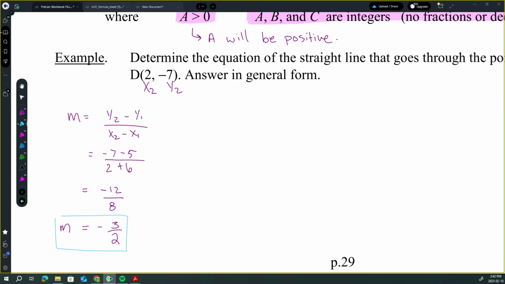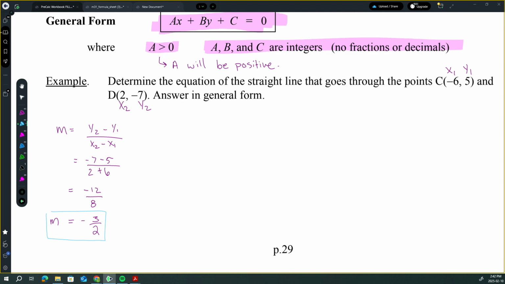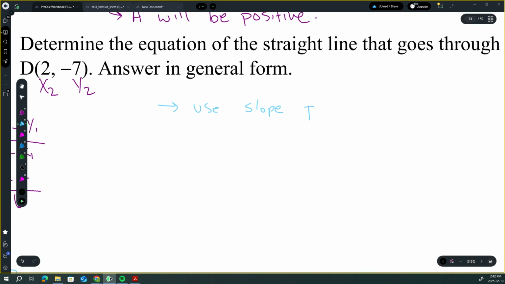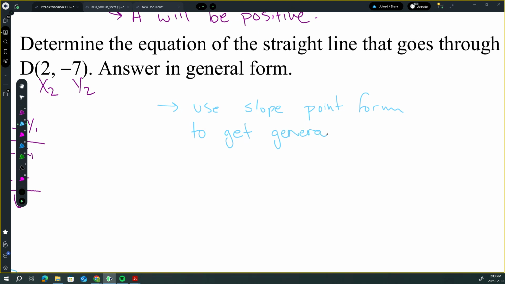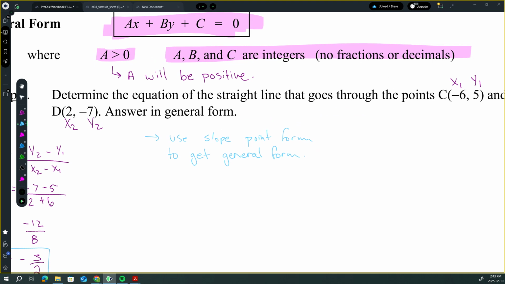Okay. So in order to answer in general form, what I recommend is you start with slope-point form based off of what we're given. We're given 2 points, so you can choose one of them and then use slope with either one of them. You'll get the same answer. So use slope-point form to get general form. Again, you can use either point C or point D. I'm going to choose to use point C.